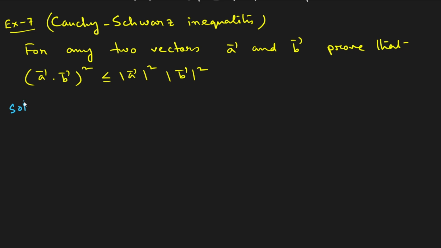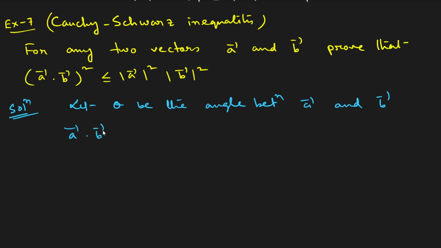Okay, solution. Let theta be the angle between a bar and b bar. You already know a bar dot b bar is modulus a bar, modulus b bar, and then cos theta. So what we have is that cos theta is less than or equal to 1.